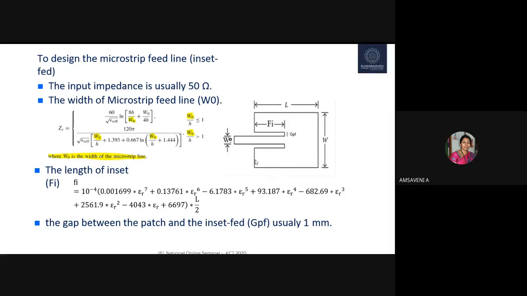If you want to go for a very detailed design, you need to compute the length of the inset, the gap, and the width of the microstrip feed line. You can design the width of the microstrip feed line. You can either have a microstrip feed, coaxial feed, or aperture coupled feed for your microstrip patch antenna, and you can get the width of the microstrip feed line. The formulas are given here.